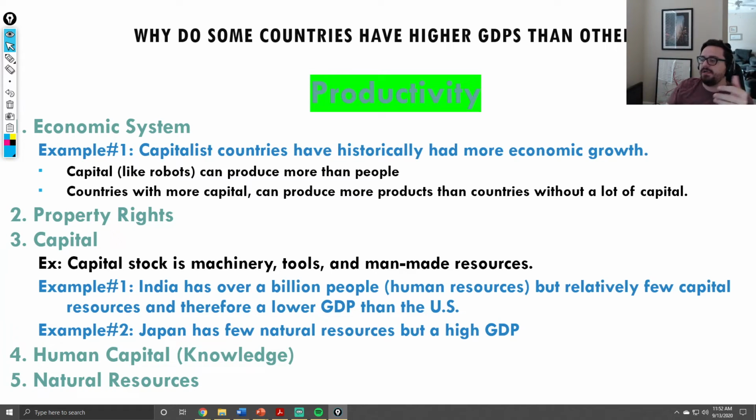Saudi Arabia is 20th in GDP rankings. They don't have a super beneficial economic system. They don't have a lot of property rights. They don't have a lot of capital and human capital. But they got oil, and a lot of it. So they're pretty high up on GDP.